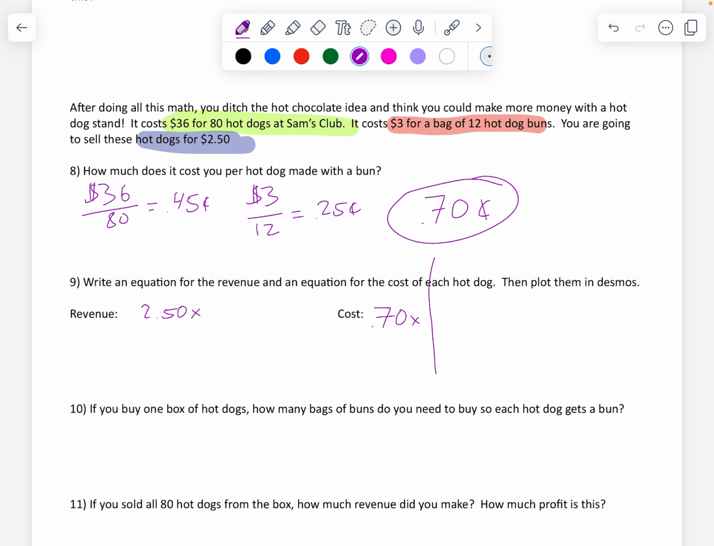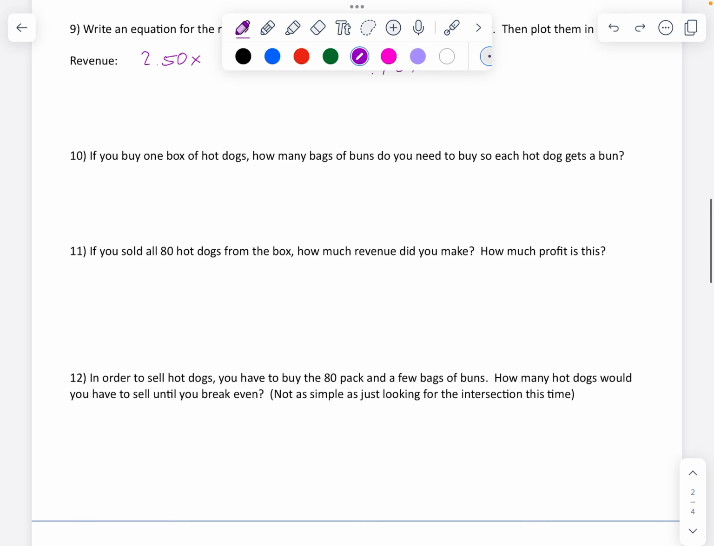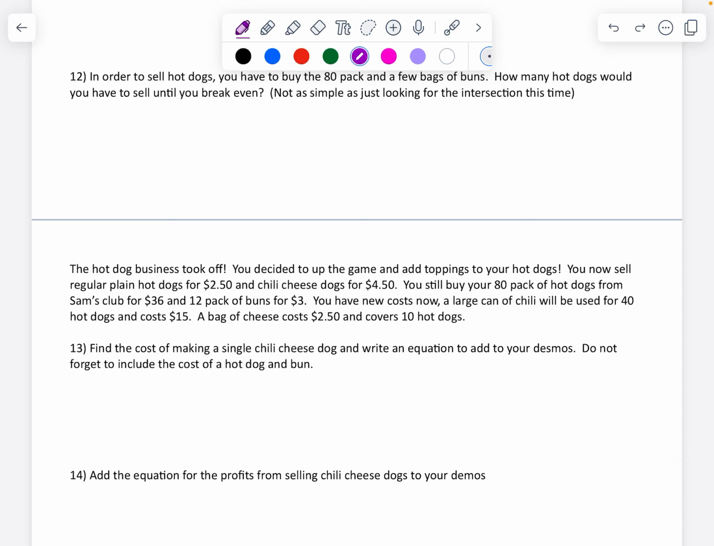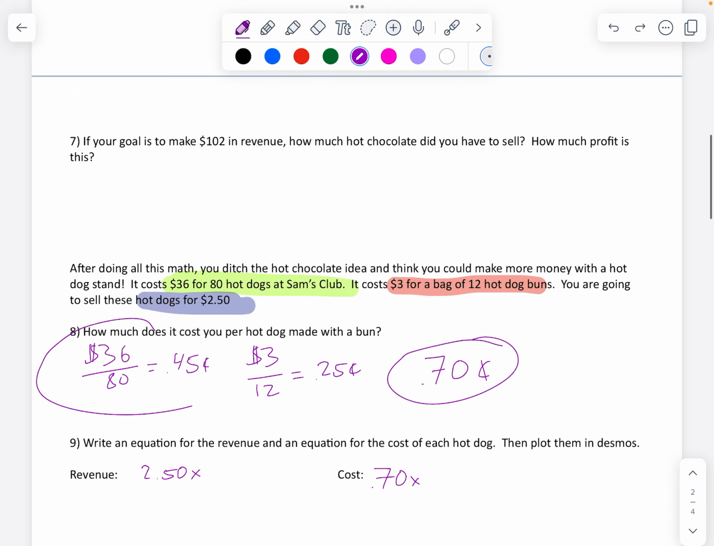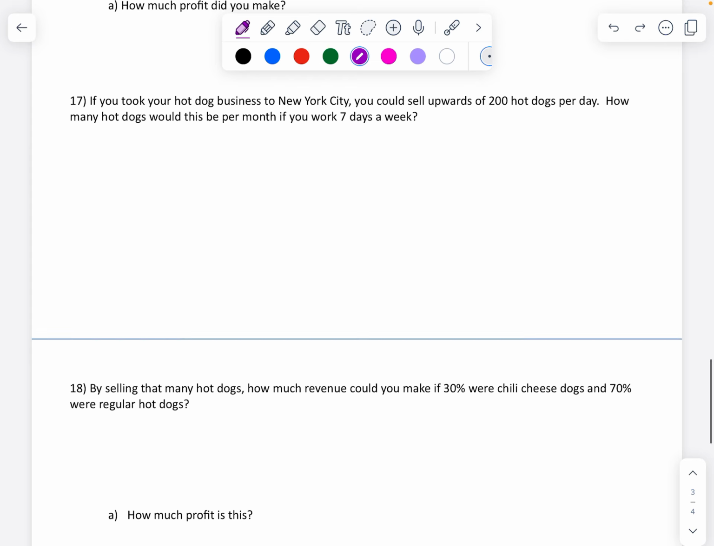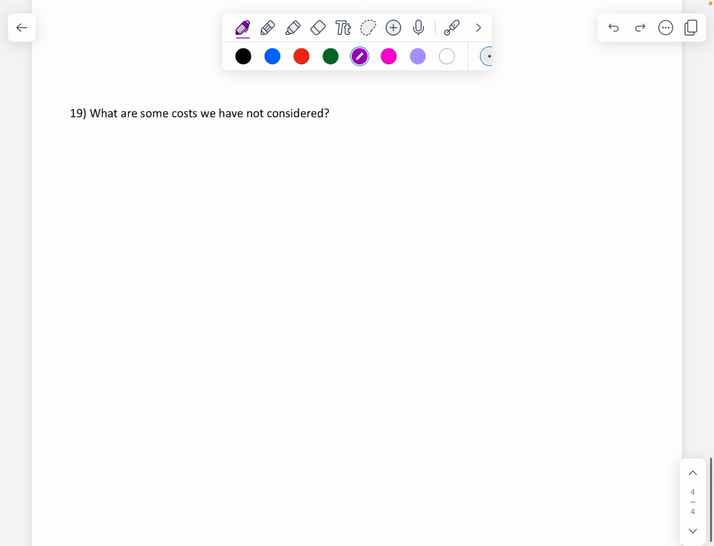And you're going to use those equations to kind of answer these questions. You go through, your hot dog business took off. Now you're selling chili cheese dogs and all kinds of stuff. So you're going to do the same thing. All right, a bag of cheese costs $2.50 and it covers 10 hot dogs. So you're going to do the same thing that we did up here to find how much you are spending on the cheese for one hot dog. And you're going to go through and answer these questions and then you're done.